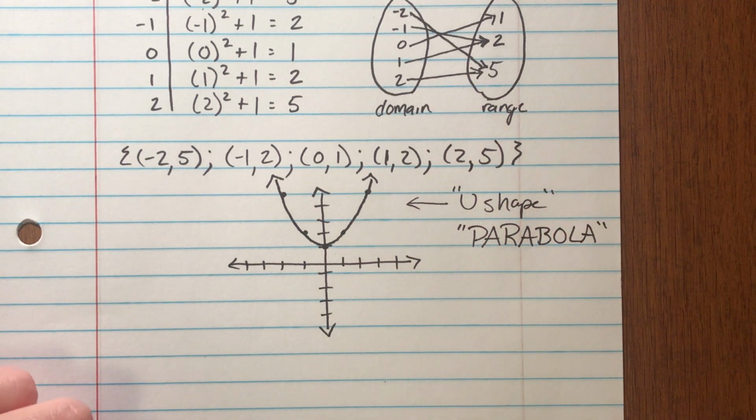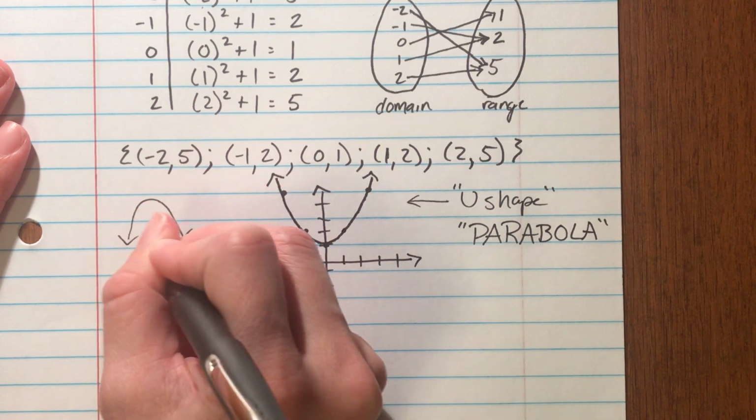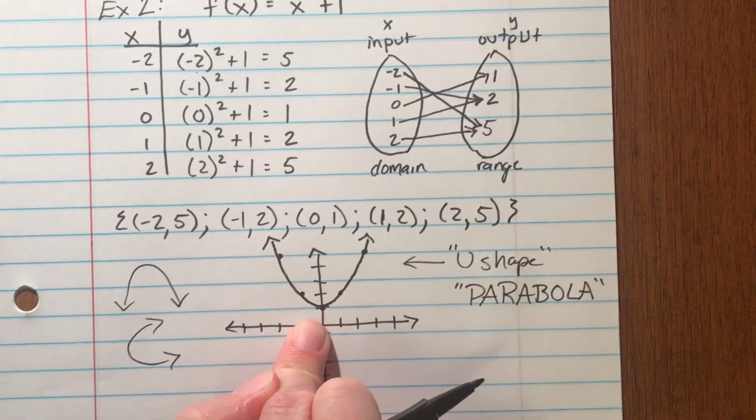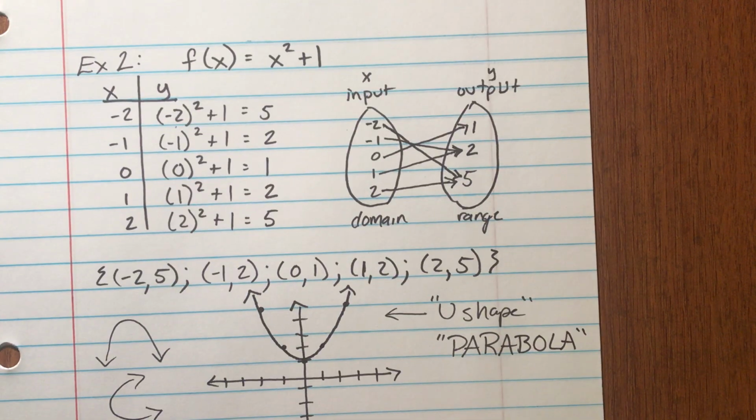P-A-R-A-B-O-L-A. Parabola is the mathematical name for that U shape. And it could be facing any way. We could actually have parabolas that are turned upside down, or we could have parabolas that turn sideways. But they're these U shapes that come out when we're dealing with functions. And so parabolas are going to show up, and so this one is a parabola.